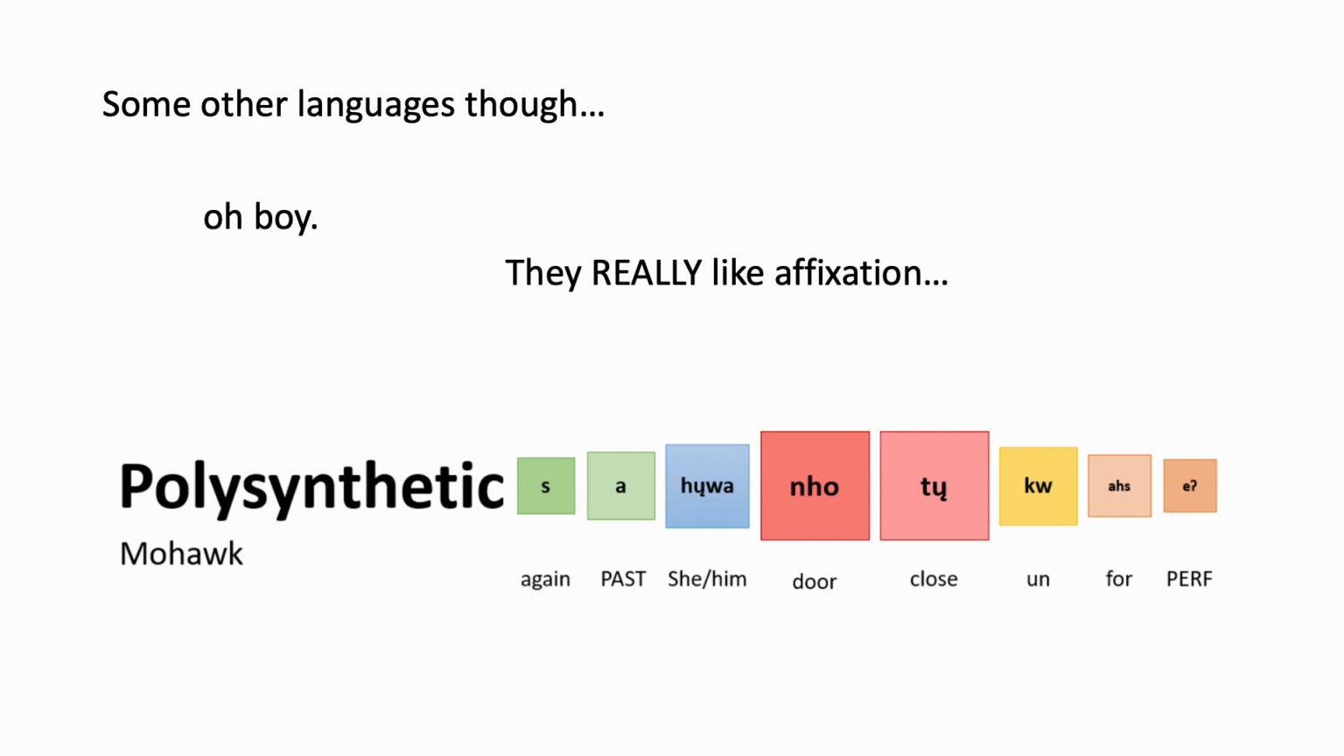So you've got a stem that means door. You've got a prefix that means he or she is doing something. You've got a prefix that means it happened in the past. You've got a prefix that means it's happening again. After the door, there's another stem that means closing. Then there's a suffix that means un-, so it's like unclosing something. And then there's another suffix that means for someone else. And then there's another suffix that says "perf" under it, which means perfective, which just means it's finished. And then you put them all together and you get a word that in English would be a whole sentence, and it's this.